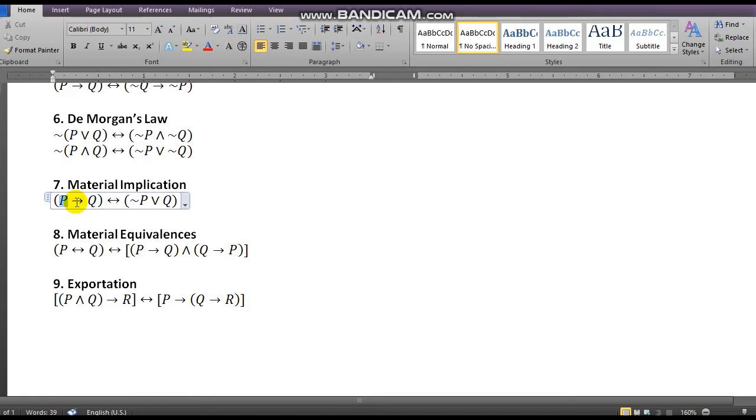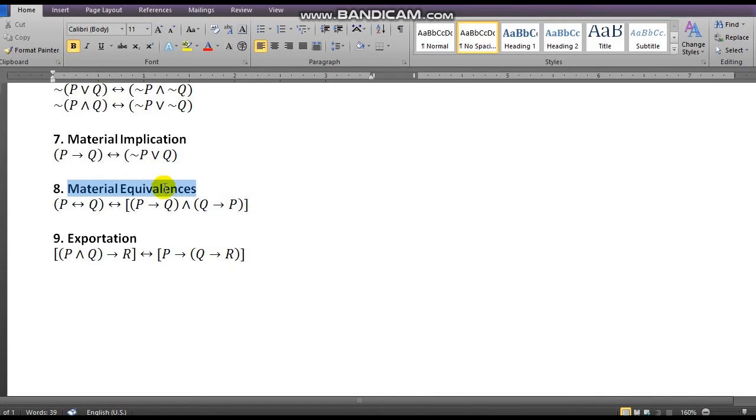So P implies Q is equivalent to not P or Q. In the same manner, if we have not P or Q, it can be rewritten as P implies Q. For the eighth one, we have the material equivalence.